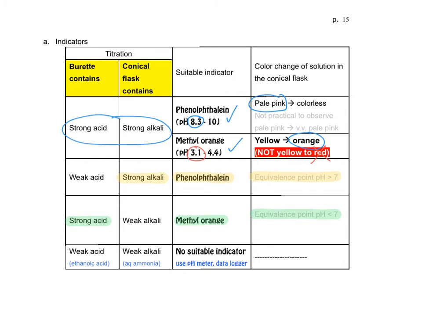Now to the last pair of reactants. A weak acid, ethanoic acid, is titrated against aqueous ammonia, which is a weak alkali. Now, both the acid and alkali are weak, so we do not have a suitable acid-alkali indicator. We cannot use either phenolphthalein or methyl orange. They will not give an accurate endpoint. So we can only use a pH meter or data logger together with a titration curve in order to locate the endpoint of this kind of titration.